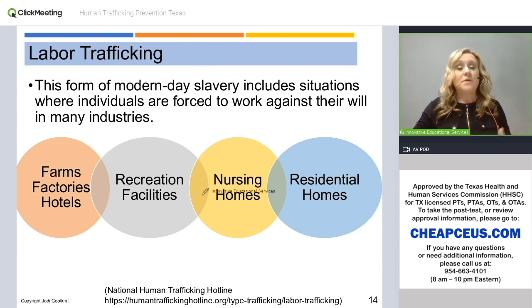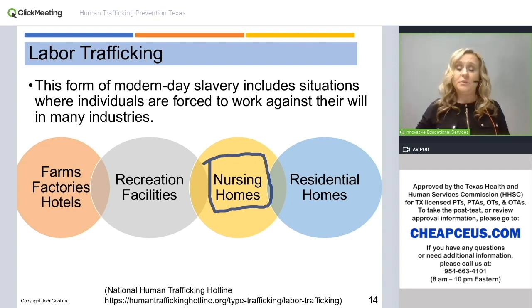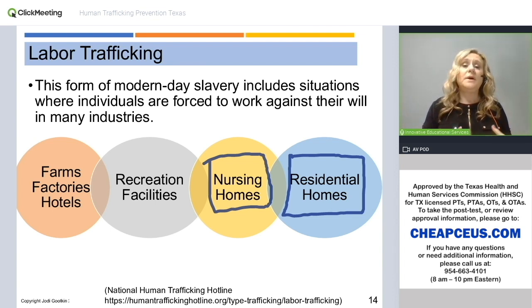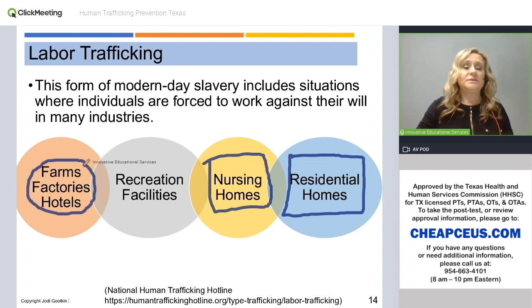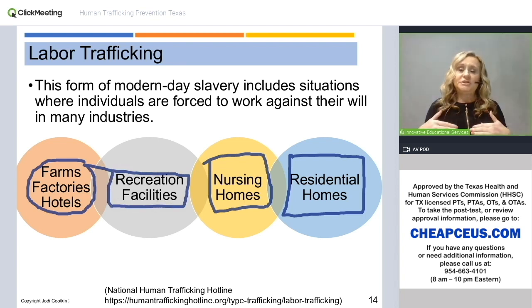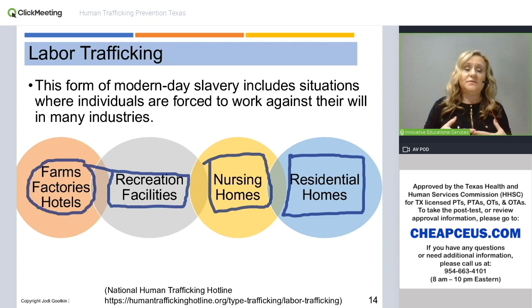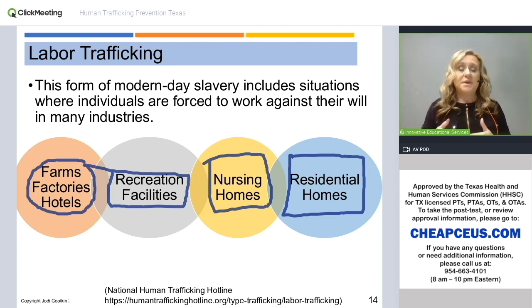This might be occurring around us in healthcare, in nursing homes, the janitorial staff, the kitchen staff, potentially the home health aide that's additionally providing services side by side with us. If you're going into the home care settings, we're going to be aware of individuals who are working in that home and providing care, could potentially be victims of human trafficking. In addition to farms, factories, hotels, and recreational facilities. We might see individuals coming into our clinic as patients who are potentially victims, or the individual accompanying our patient.